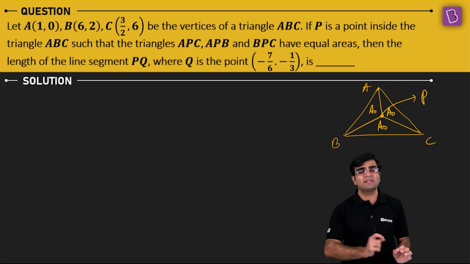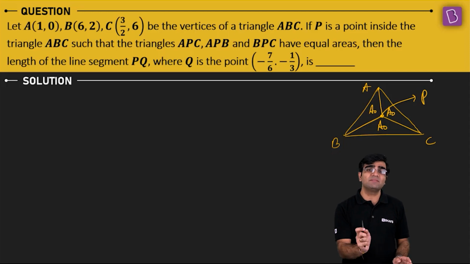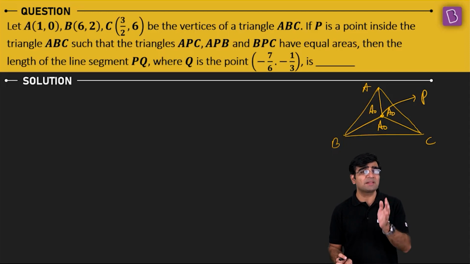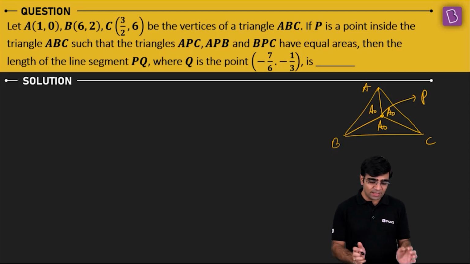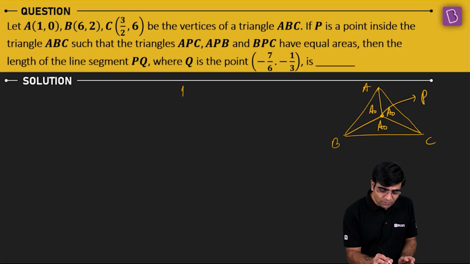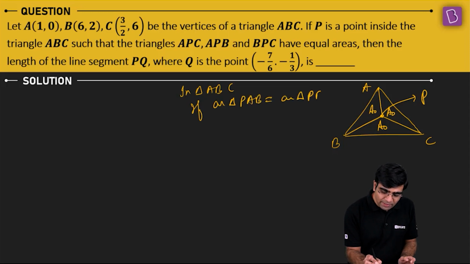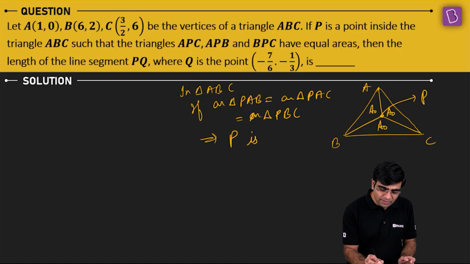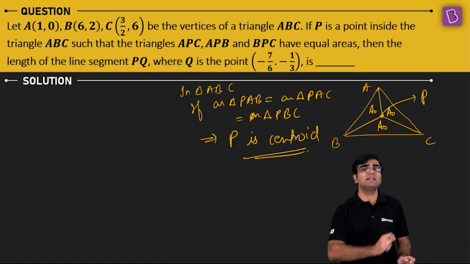The moment you do it, the calculation is the simplest one. Within 10 or 20 seconds, you will be able to finish this question. Trust me, the calculation is really, really simple. The only fact is that if in a triangle ABC, area of triangle PAB is equal to area of triangle PAC is equal to area of triangle PBC, that can happen only if P is the centroid. So P has to be the centroid here.